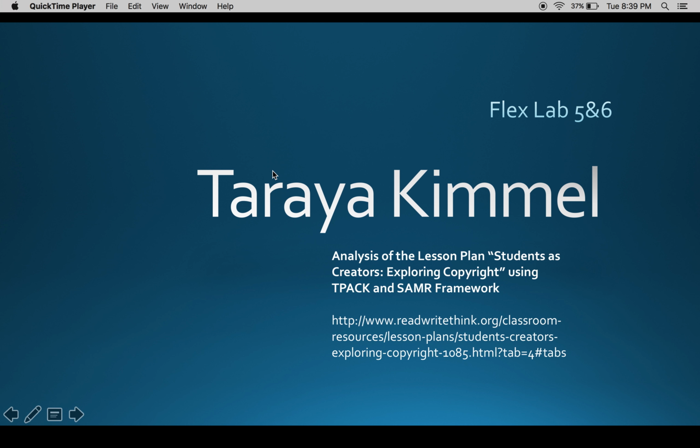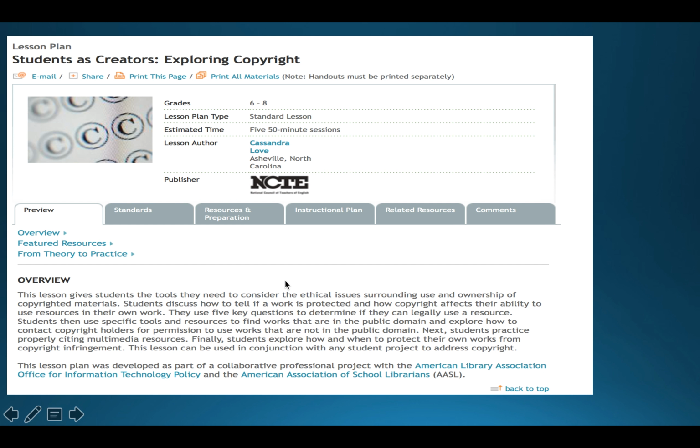Okay, so this is my Flex Lab 5 and 6. This is just an analysis of the lesson plan "Students as Creators: Exploring Copyright" using the TPACK and SAMR framework. I got this from readwritethink.org, and right away it's a standard lesson for grade 6 to 8, 5 sessions, 50 minutes long, so it is quite a large lesson, could be almost a unit.